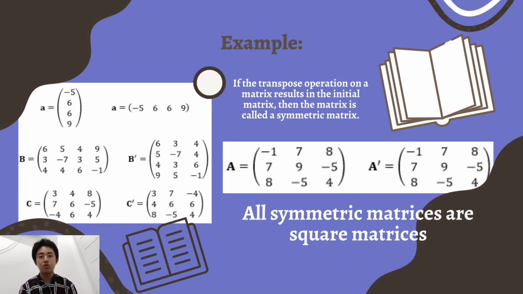Now, transpose matrix. So my friend already explained that transpose matrix is the new matrix gained from an original matrix that alternates between column and row elements. So for the example we have A matrix equals to -5, 6, 6, and 9. So this only has one column with 4 rows, but when we transpose it, it's going to be 4 columns with 1 row. That is -5, 6, 6, 9. But it's still the same values, only the rows and the columns are changed.